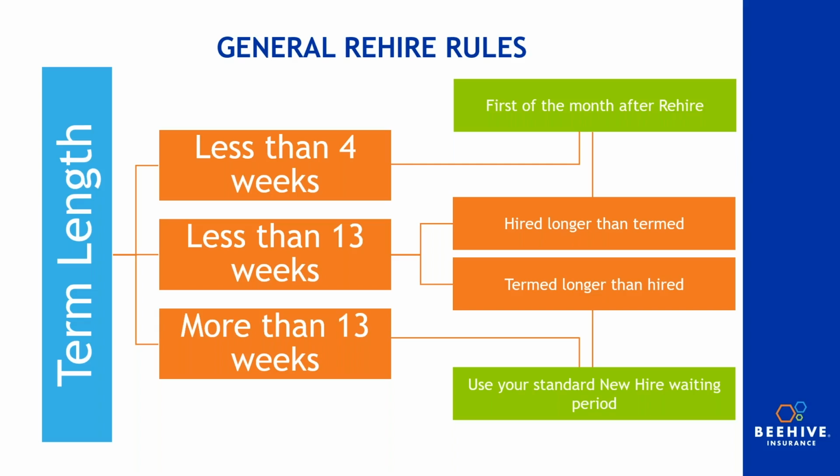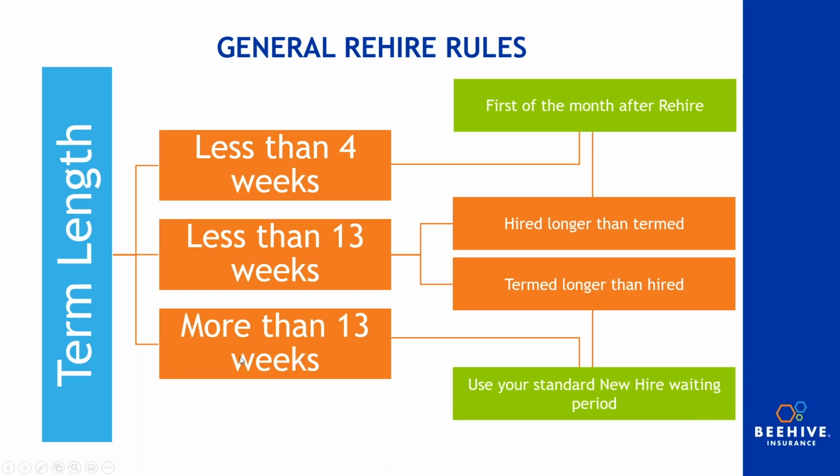However, if they are termed less than 13 weeks, but more than 4 weeks, we need to look at how long they were hired and compare it to how long they were termed. So if they were eligible for benefits before they were termed and termed less than 13 weeks, if they were hired longer than they were termed, then you should treat them as a rehire and offer them benefits by the first of their month after rehire. If they were termed longer than they were hired, you can treat them as a new hire and use your standard new hire waiting period.